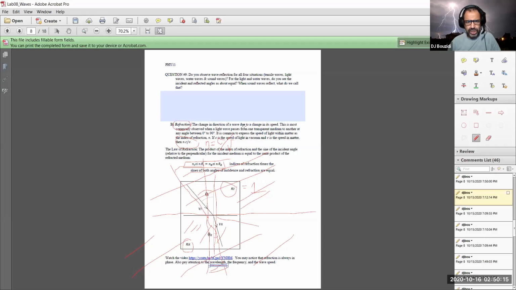There is a question on refraction on page 8. The definition of N is C over V. So the law of refraction says the product of the index of refraction and the sine of the incident angle, relative to the perpendicular, what I've been calling the normal, for the incident medium is equal to the same product for the refracted medium, again relative to the perpendicular. Does this make sense to the person who asked the question? Okay, very good.